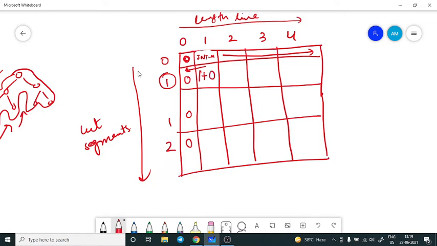Now here it is 0. That means if I had 0 length and one cut segment, I would have only a maximum of 1 or 0 cuts. That's why the concept of dynamic programming comes in here, which means utilizing the previous values. So that's why it comes out to be 1.